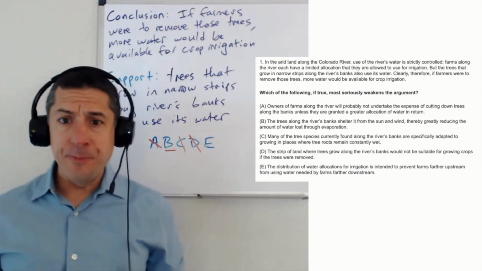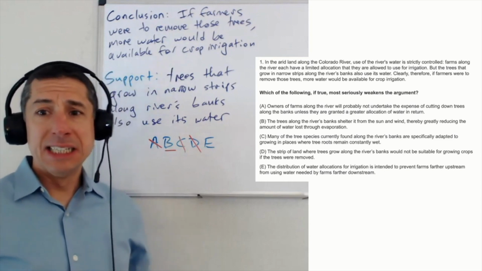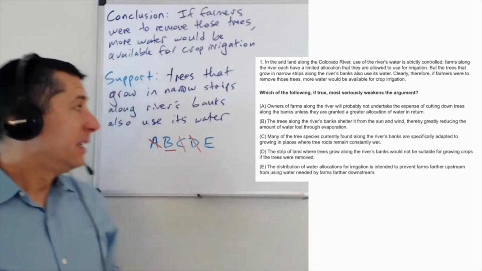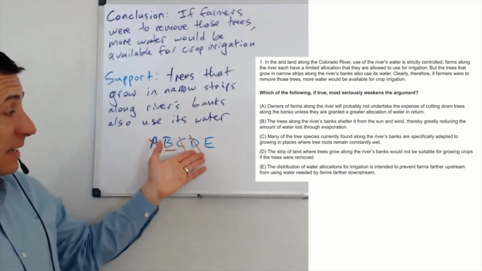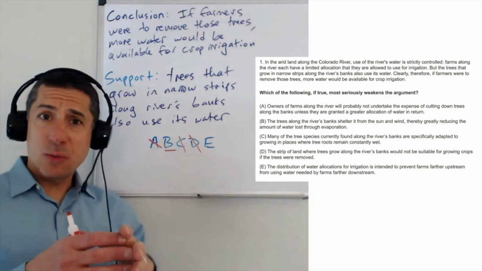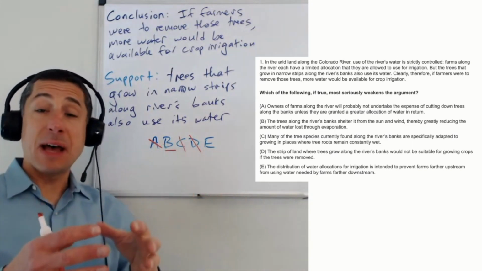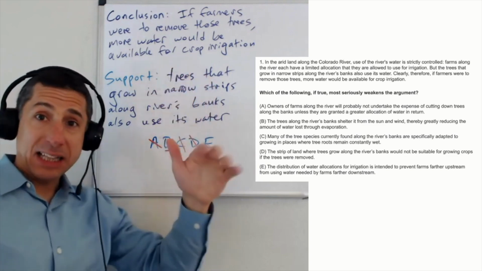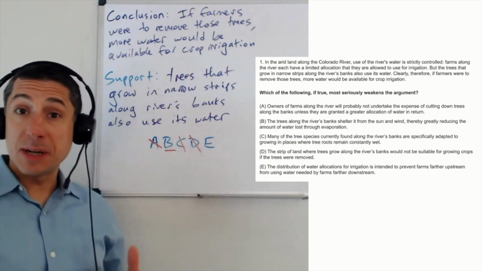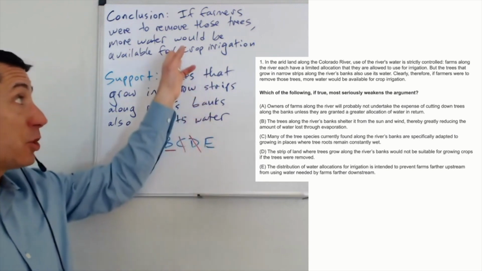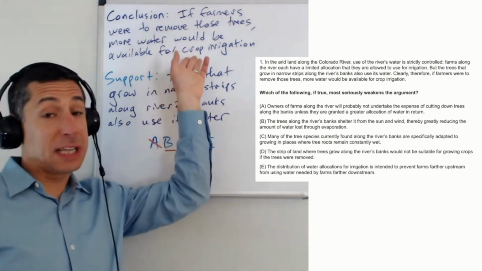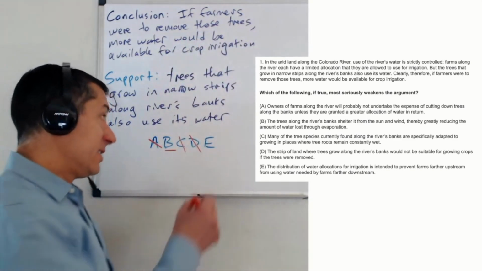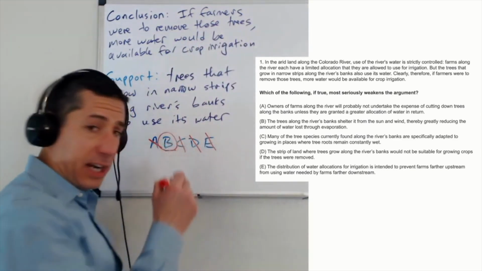And what about E? Distribution of water allocations for irrigation is intended to prevent farms farther upstream from using water needed by farms farther downstream. Another one that's pretty irrelevant here, because the question isn't how do we redesign the allocation. The question is about the total amount of water available for crop irrigation. How exactly those water rights are distributed among different farms, upstream, downstream, has nothing to do with the total amount that's available for irrigation, and certainly nothing to do with what would happen if we decided to cut down a bunch of those trees along the riverbanks. So E is out, and B is our winner here.